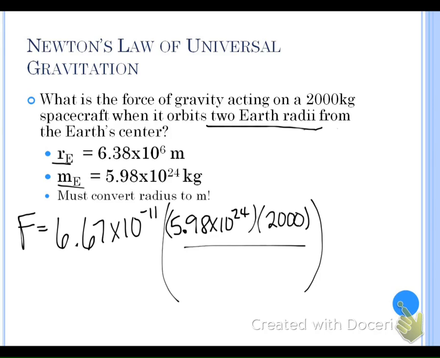Okay, so there's our M1 times our M2. We're going to divide that by our radius, which we already said was 2 times the radius of the Earth. So we're going to take 2 times 6.38 times 10 to the 6th. And then we will square that whole entire term.